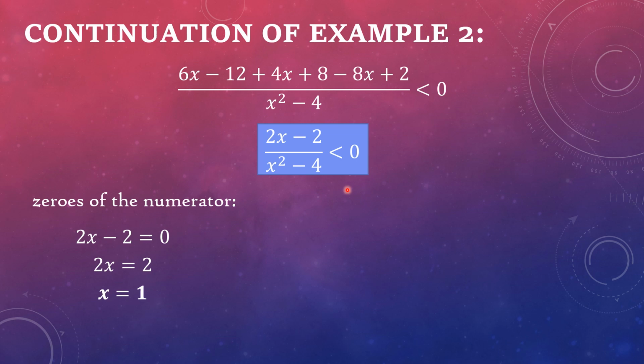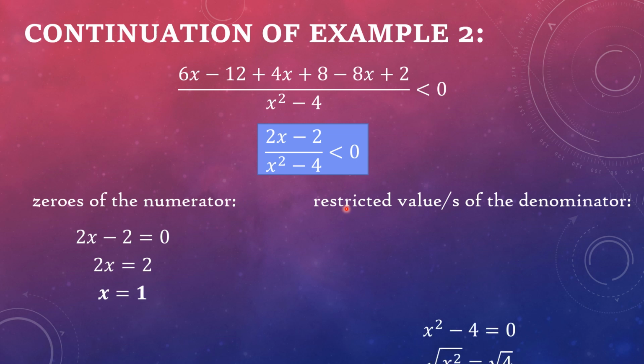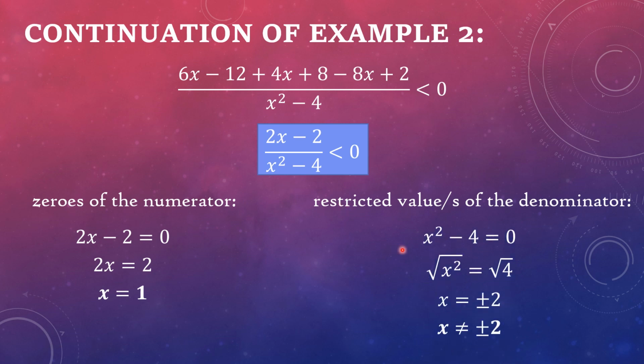Next, we find the restricted values of the denominator. Our denominator is x squared minus 4, which is equal to 0. To get the roots of x squared, we take the square root of both sides of our equation. Then x is equal to the square root of 4, which is positive negative 2. We are looking for the restricted values. So x must not be equal to positive 2 and x must not be equal to negative 2.